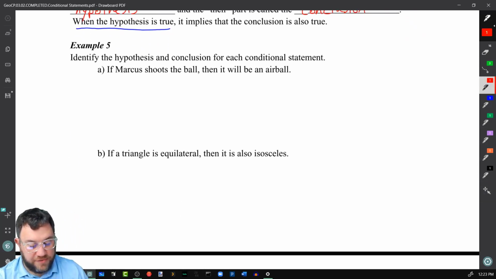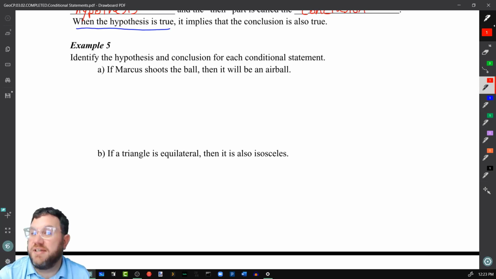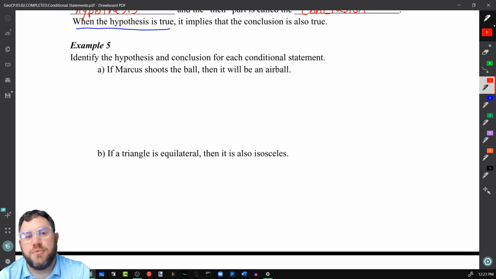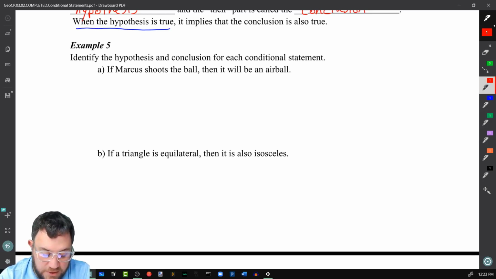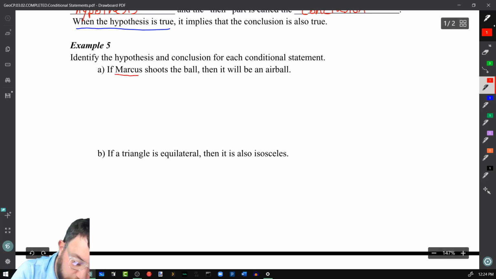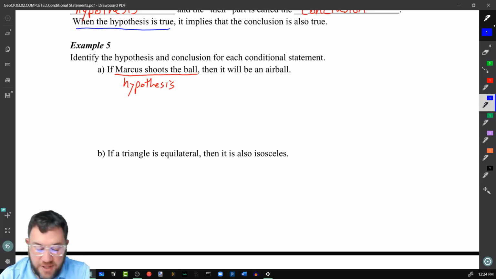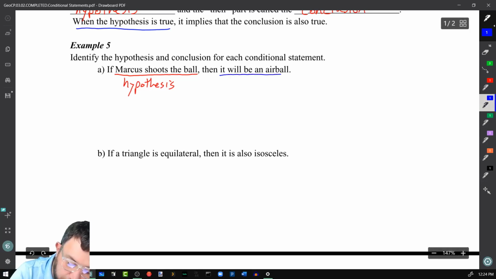All right, so for example 5, we're going to just identify hypothesis and conclusion. If Marcus shoots the ball, then it will be an air ball. Now, what comes immediately after the word if? Marcus shoots the ball. So that's our hypothesis. What comes immediately after the then? It will be an air ball. So that's our conclusion.